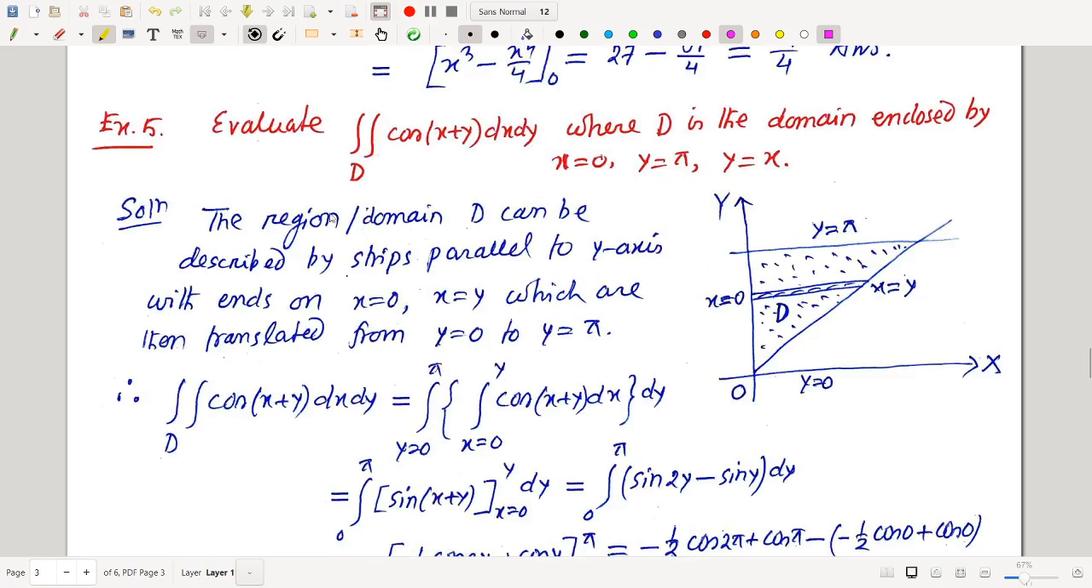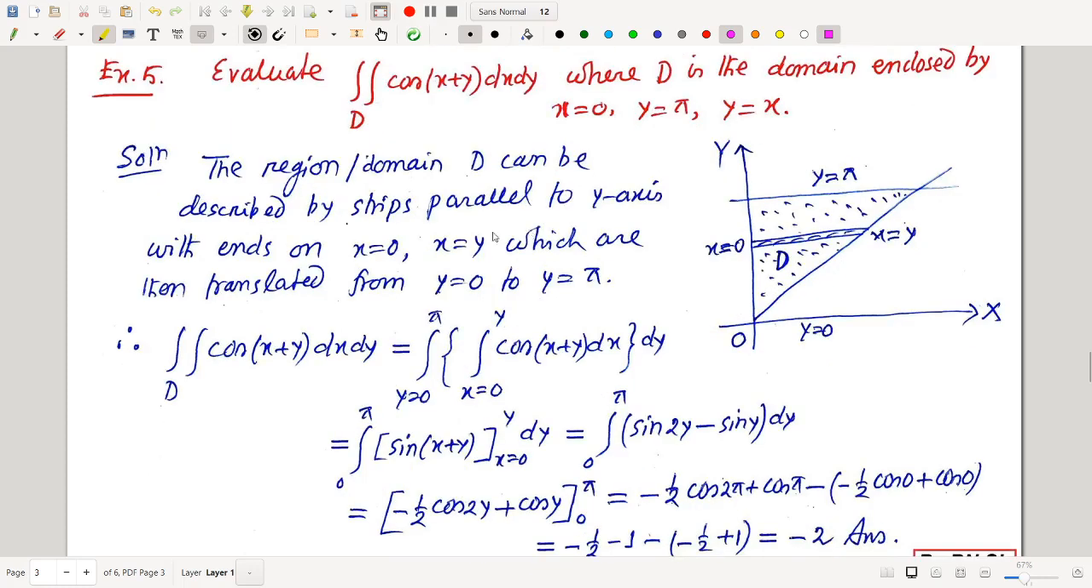Answer. Example number 5. Evaluate the double integration of the function cos of x plus y over the region D, where D is the domain enclosed by x equal to 0, y equal to pi, y equal to x. So let us draw the figure first. What is the region?